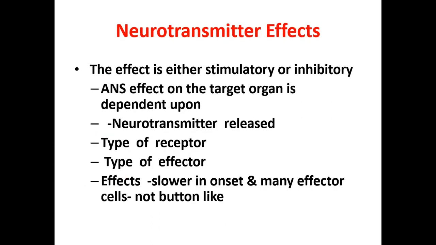Now, what are the neurotransmitter effects? The effect is either stimulatory or inhibitory. The autonomic nervous system effect on the target organ depends upon the neurotransmitter released, and also upon the type of receptor and the type of effector. The effects might be slower in onset, and many effector cells do not have button-like action, so a simple switch on, switch off action is never seen in many effector cells.